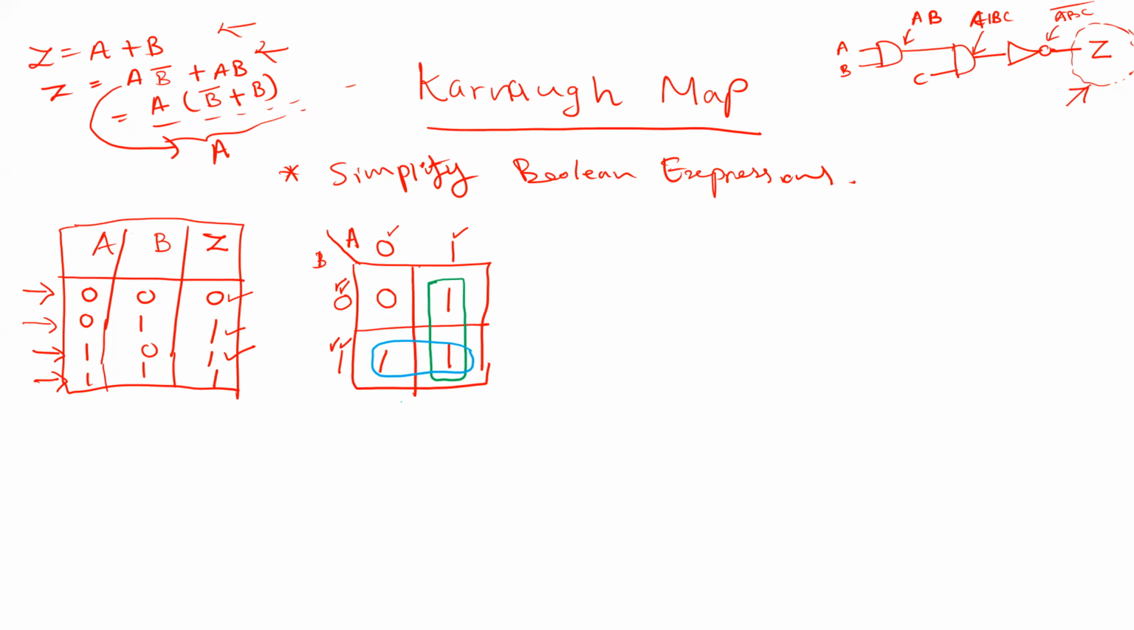Right. So here we have the truth table. This is the truth table. And this is the Karnaugh map. And finally, we are going to generate a Boolean expression. Right? So at the end, at this point, we will have a simplified version of the Boolean expression.